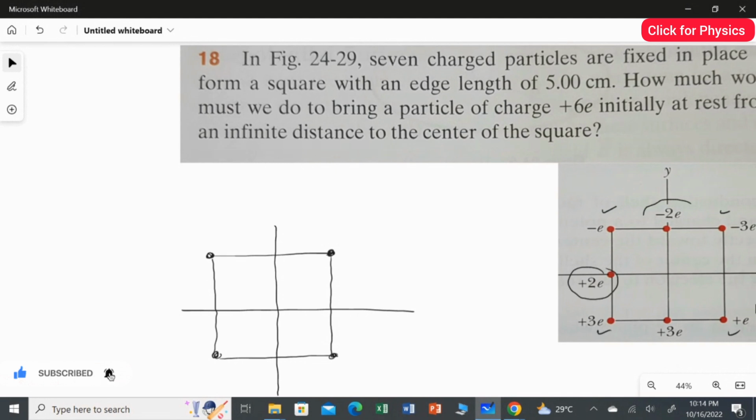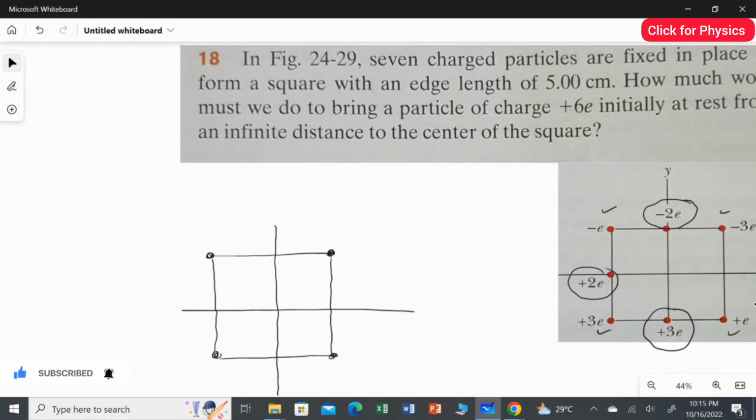Am I right? So what are the corner charges here? Minus E, minus 3E, plus E, and plus 3E are the corner charges. Minus 2E, plus 2E, and plus 3E are the middle charges.